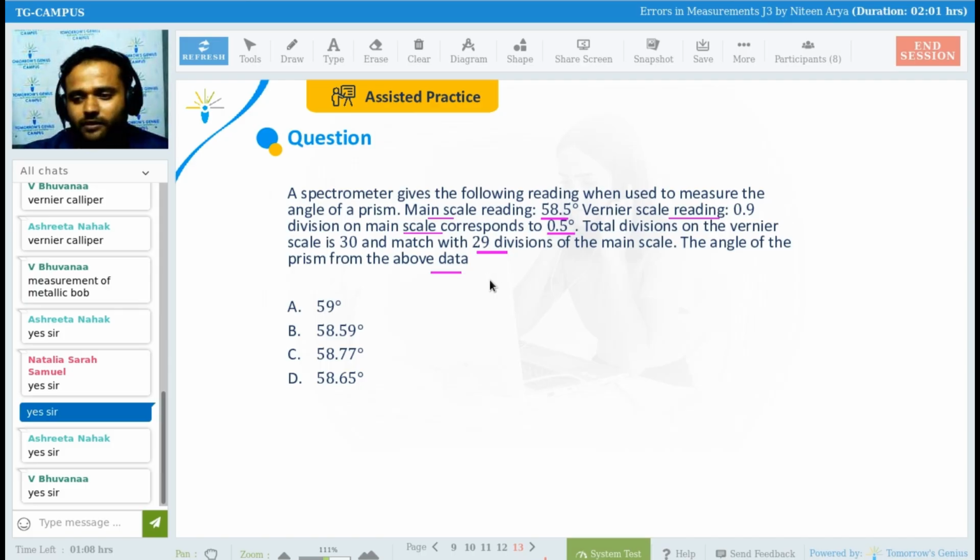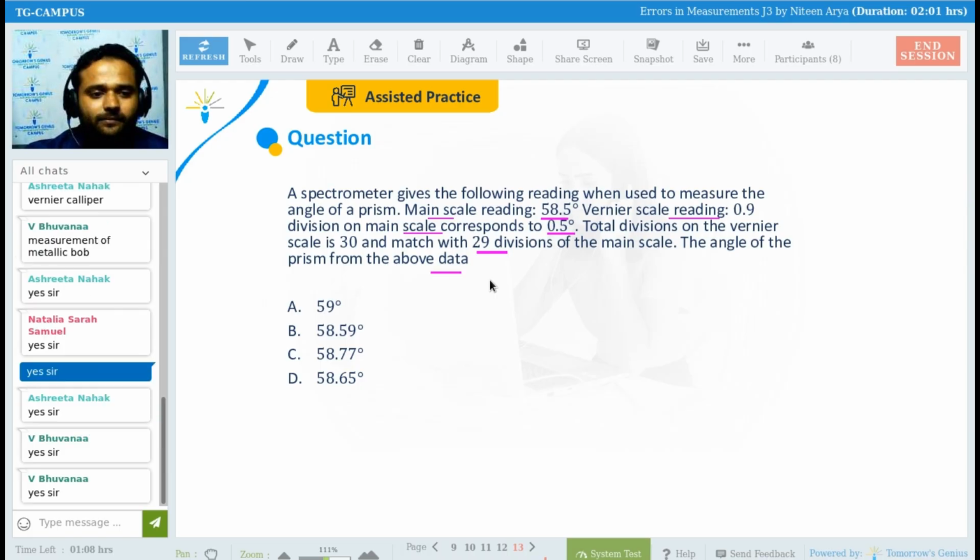Obviously, did you guys know about vernier scale till now? So that question I need to tell you directly without taking a minute. Okay, so what is a vernier caliper? Vernier caliper is nothing. Okay, I'll show you what a vernier caliper is. Just a minute.